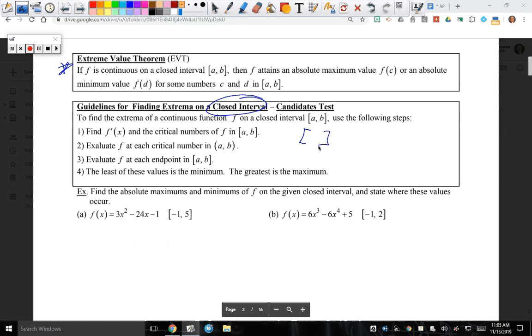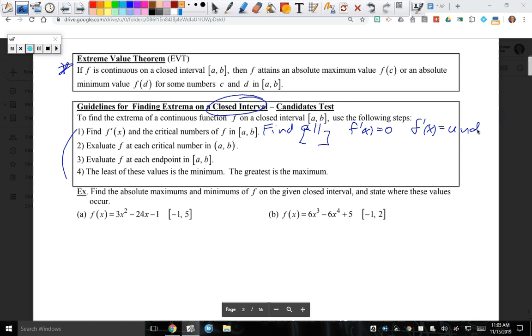Candidates test. To find the extrema on a continuous function f on a closed interval, we must do the following steps. First of all, f prime and the critical numbers of f are listed between the endpoints. So identify, find all critical points where f prime is 0 or f prime is undefined. Step 2, evaluate f at each of those values.